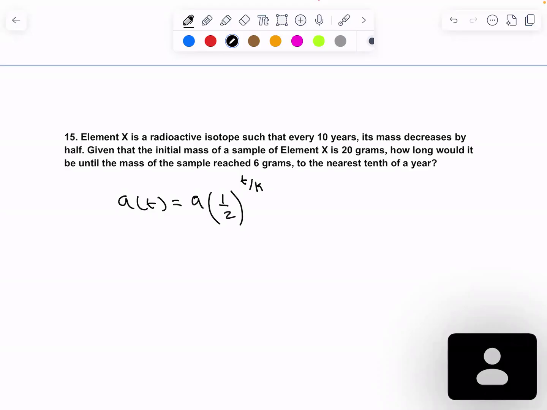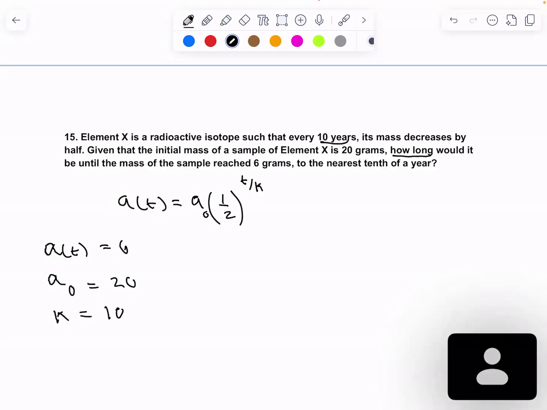Okay, so in this case, we have to figure out what they're asking for, and we notice it's how long. So that means they're going to give us A of t, which is the amount after we let it sit. They're going to give us the initial amount, right? And then they're going to give us K, which is the half-life. So we took 20 grams, that's the initial. We waited a bit until we reached 6 grams. So A of t is 6, and we have to wait 10 years, that's the K value.